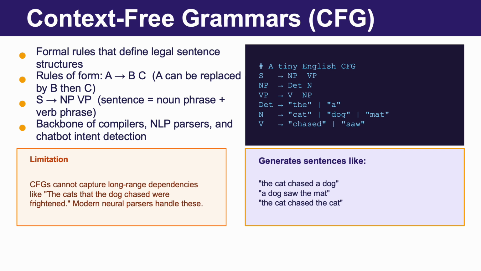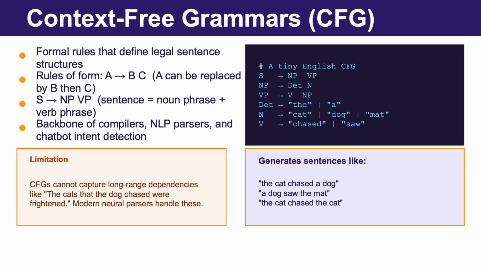So these are the context-free grammars that we are going to discuss, on top of the parsing that I just discussed in quite some detail. A context-free grammar is a formal set of rules that defines which sentences are grammatically valid. Each rule says that one symbol can be replaced by a sequence of other symbols. A small set of rules can generate an enormous number of valid sentences.